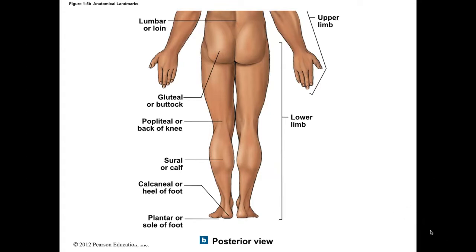The lower back, that's the lumbar region. The gluteal region is the rump, where the butt is. That's because we have muscles that we will be learning called the gluteus maximus, gluteus medius, and gluteus minimus. The back of the knee is the popliteal region. The calf is called sural. The heel is called calcaneal. One of the tarsal bones is called the calcaneus. That's your heel. And then the bottom of the foot is called the plantar surface. So the palm of the hand is palmar, and the bottom of the foot is plantar.